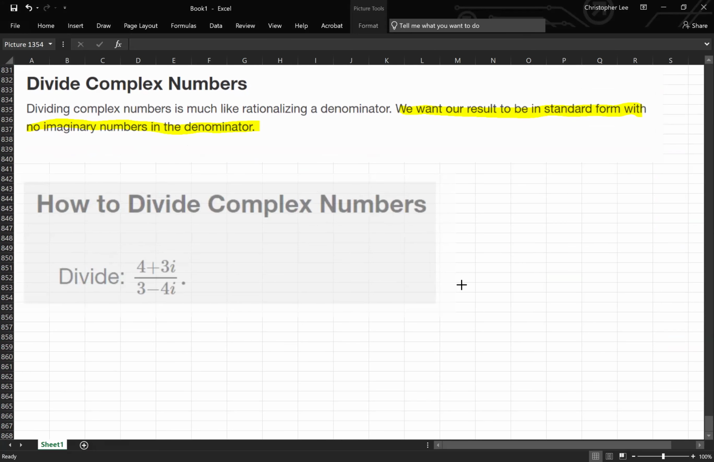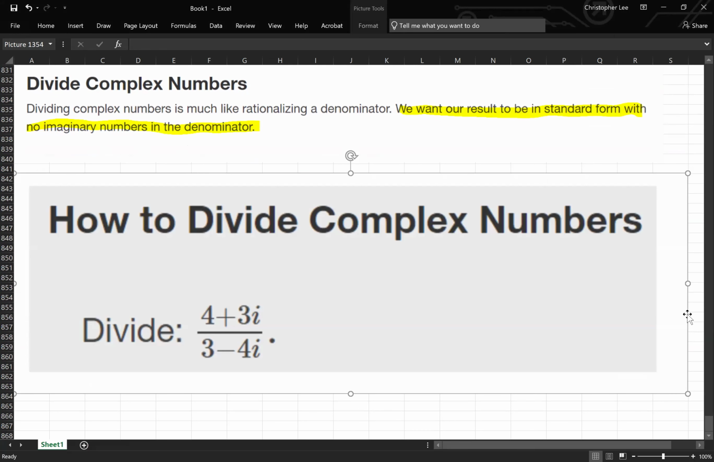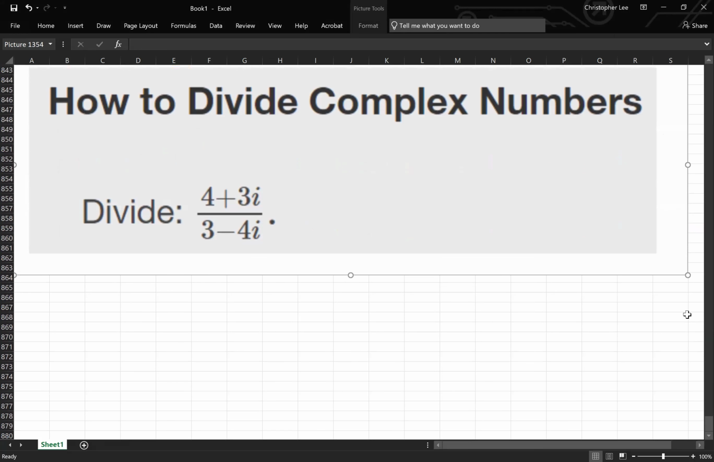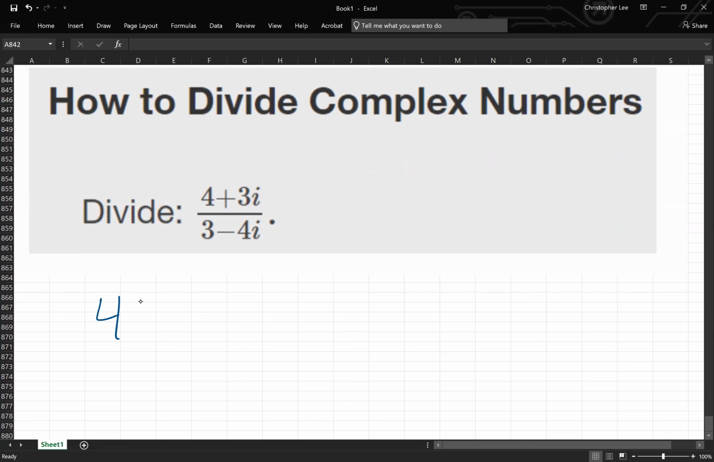Let's check this out. So I have this question. They want us to divide 4 plus 3i over 3 minus 4i.